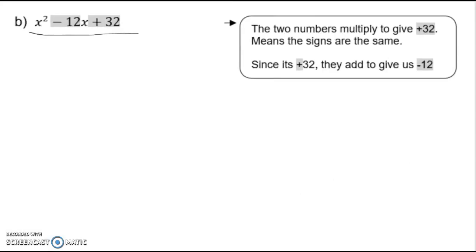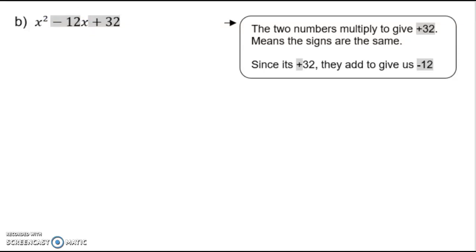B, x squared minus 12x plus 32. I added this in just to help us with the puzzle. The two numbers multiply to give us positive 32, okay? That means the signs are the same, so they're either both going to be positive or both going to be negative. Now, since they add to give us negative 12 and they both have to be the same, that means both numbers have to be negative.